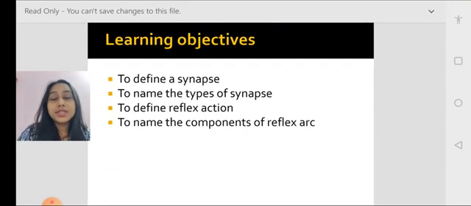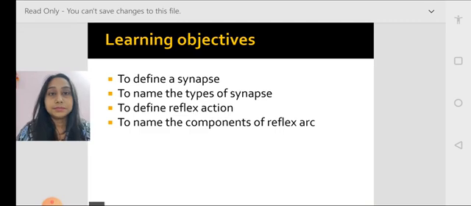So learning objectives. After this class you will be able to define what is a synapse. You will be able to name the types of synapse. You will be able to define reflex action. You will be able to name the components of reflex action. Okay, let us get started.